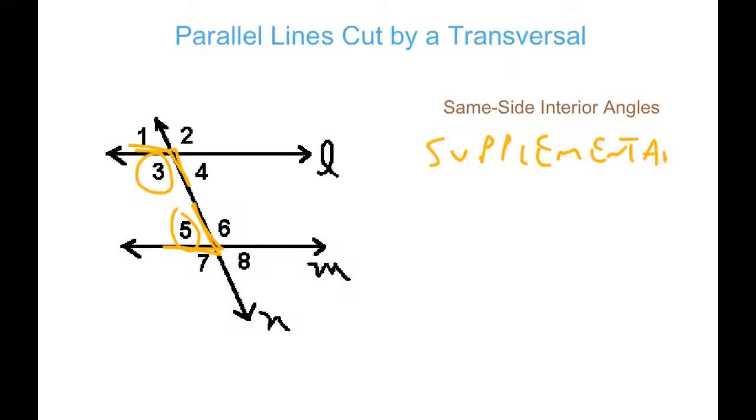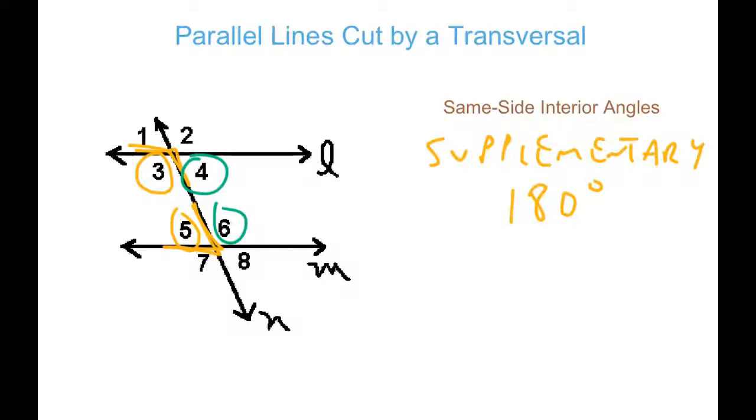And we all know that supplementary means they add up to 180 degrees. So if I knew that angle 3 was 120 degrees, angle 5 would be 60 degrees because they have to add up to 180. And the same thing here for angles 4 and 6. They're supplementary. So same side interior angles are supplementary.